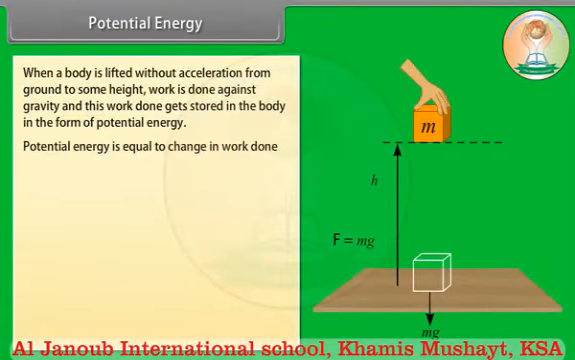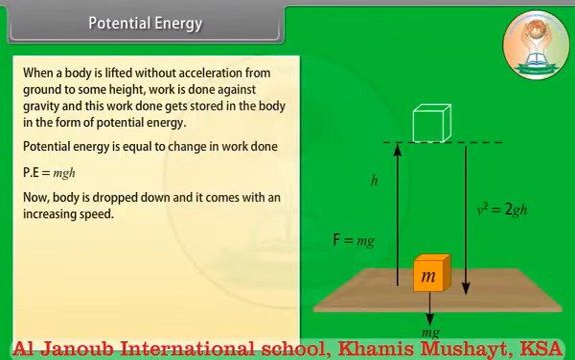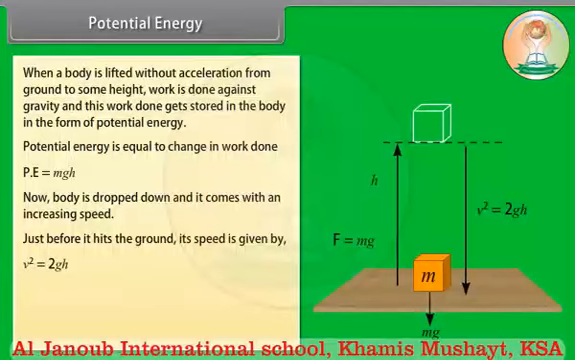Potential energy is equal to the work done. So, potential energy is equal to mgh. Now, the body is dropped down and it comes down with an increasing speed. Just before it hits the ground, its speed is given by v square is equal to 2gh. This equation can be written as half mv square equals mgh.